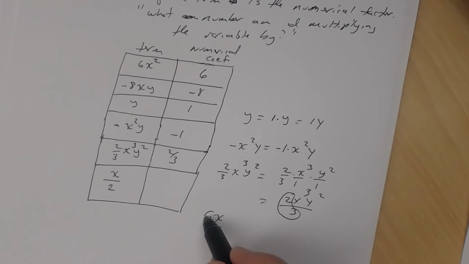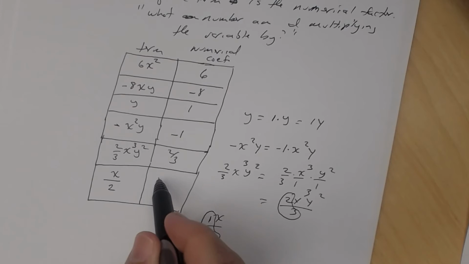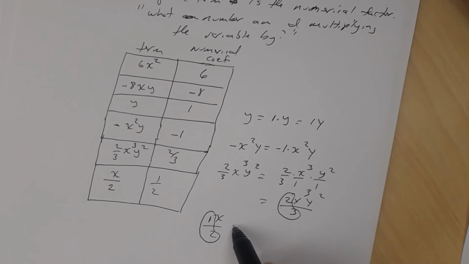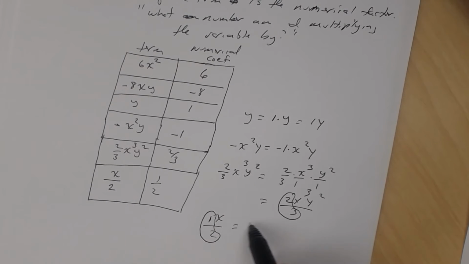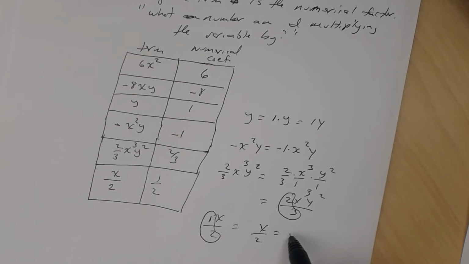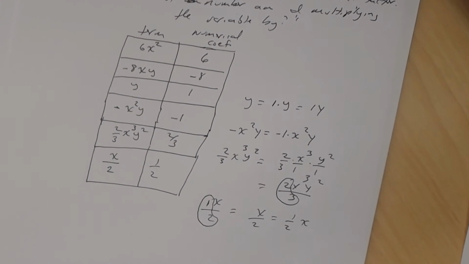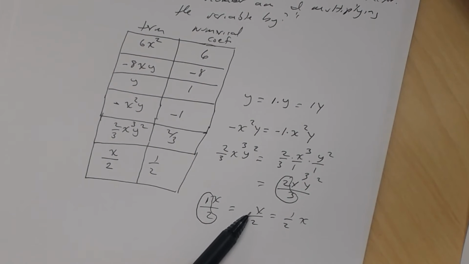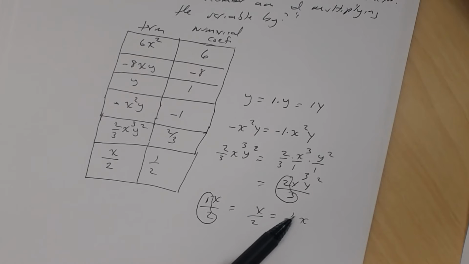So my numerator is 1 and my denominator is 2, so my numerical coefficient is 1/2. But remember, isn't that the same thing as just saying x over 2 is 1/2 x? So right here, this number is 1, so this is the same thing as saying 1/2 x.